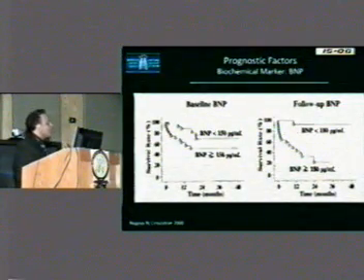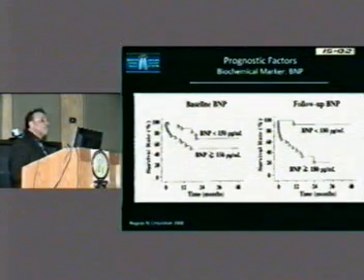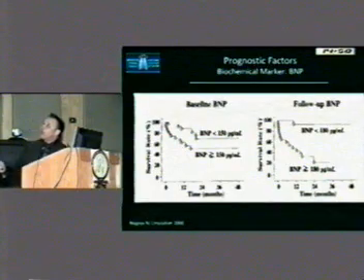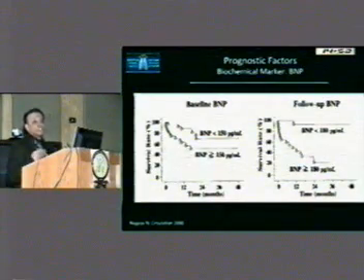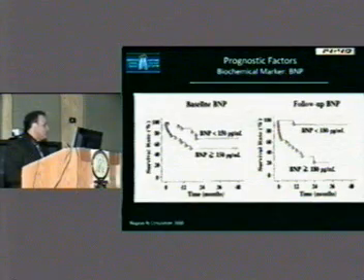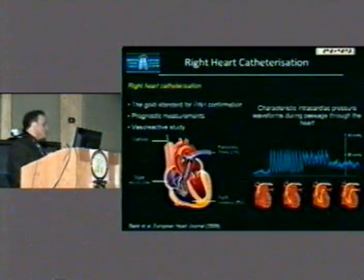BNP level, as a marker for the right ventricular stretching, is another good marker for survival, in the way that we know that those patients who have a BNP level initially more than 150, they don't do good. They have worse outcome than those patients who have lower BNP level. So all these markers should be considered when we are dealing with those patients.